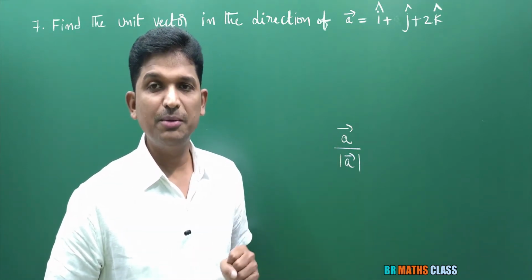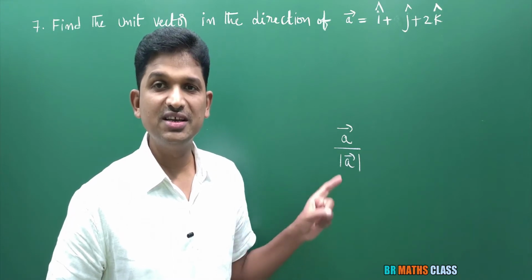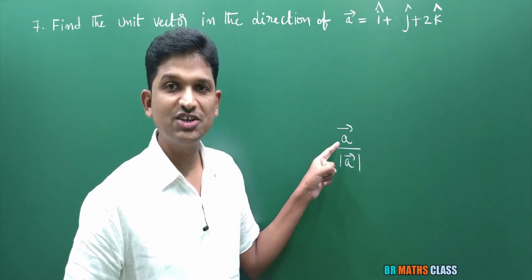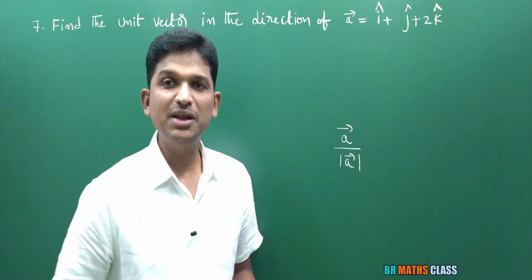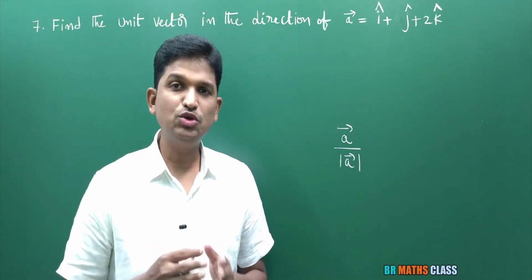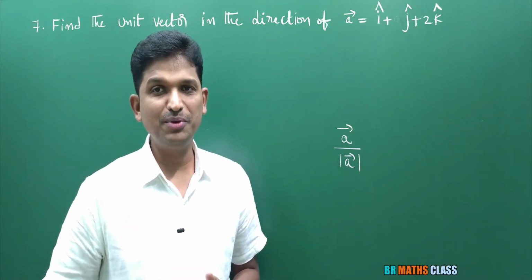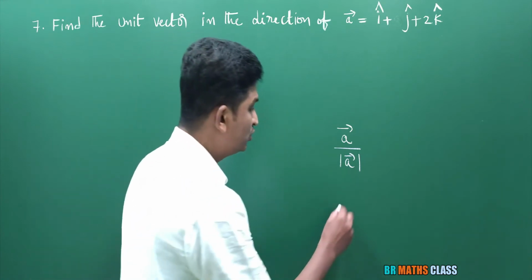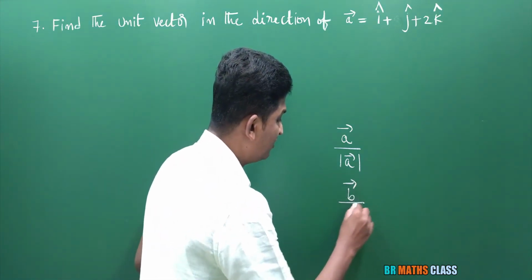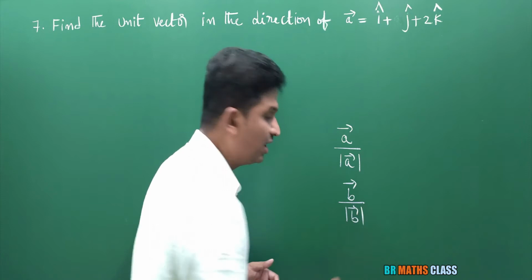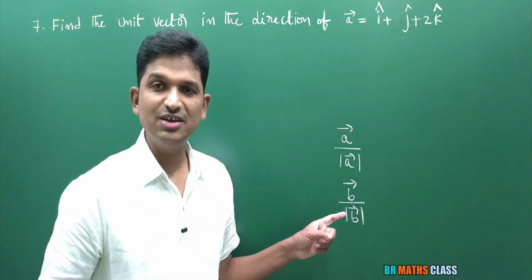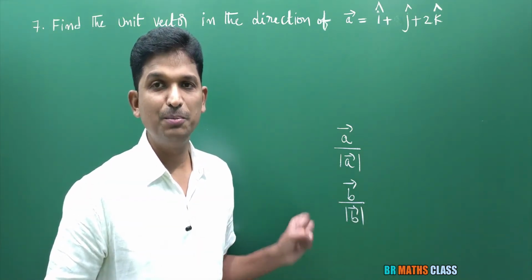A bar divided by magnitude of A bar. What is it? It is a unit vector along the direction of A bar. Similarly, if you want to find a unit vector along the direction of B bar, what to calculate? You need to calculate B bar divided by magnitude of B bar. What is this? This is the unit vector in the direction of B bar.